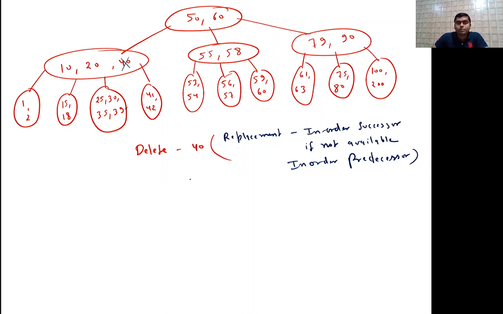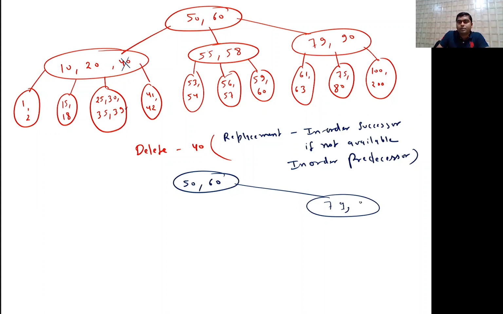So if I draw it again, it is 50 and 60. Observe very carefully. So right side is the same. So what is the right side? It is 79 and 90. And right is what? It is 100 and 200. And in between is what? 75 and 80. And left is what? It is 61 and 63.